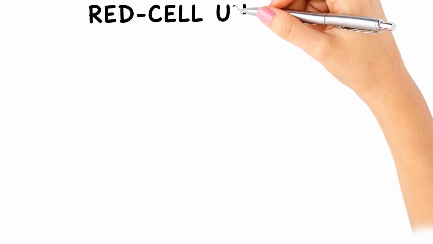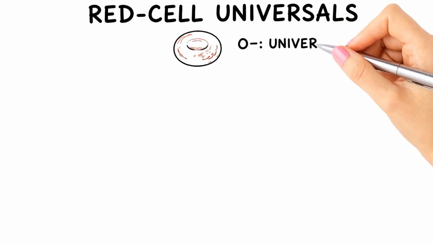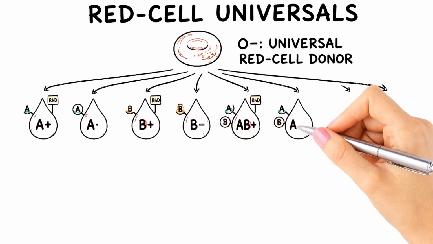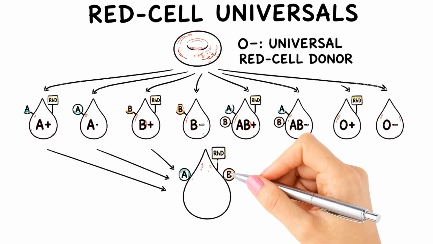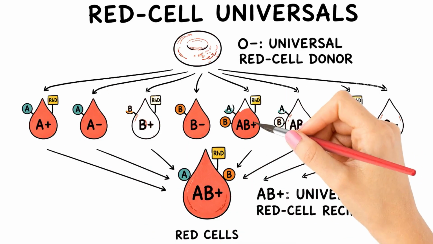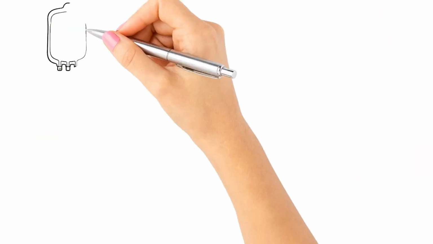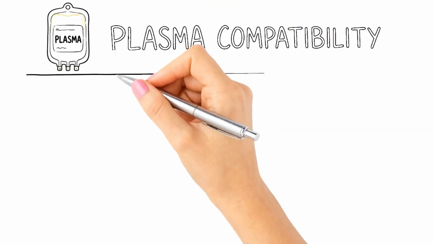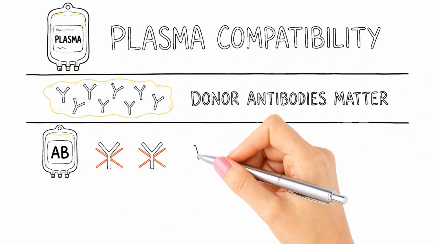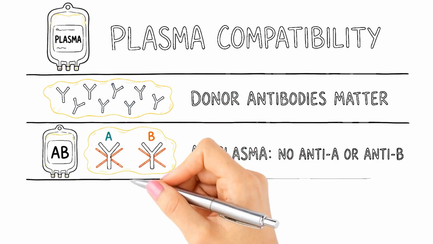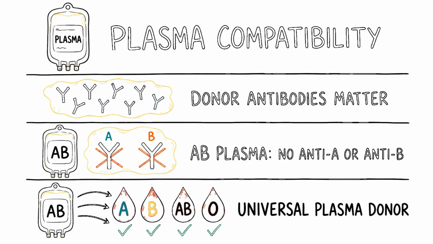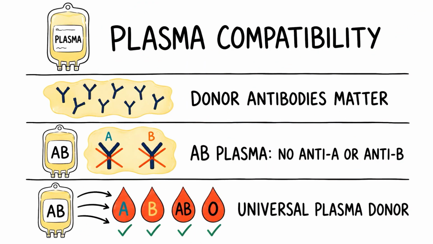In basic red cell matching, O negative is called the universal donor because it lacks A, B, and RHD antigens. AB positive is called the universal recipient because it can receive all 8 common red cell types. Plasma compatibility follows the reverse ABO pattern because the important factor is the donor's antibodies, not red cell antigens. AB plasma contains neither anti-A nor anti-B antibodies, making it the universal plasma donor.